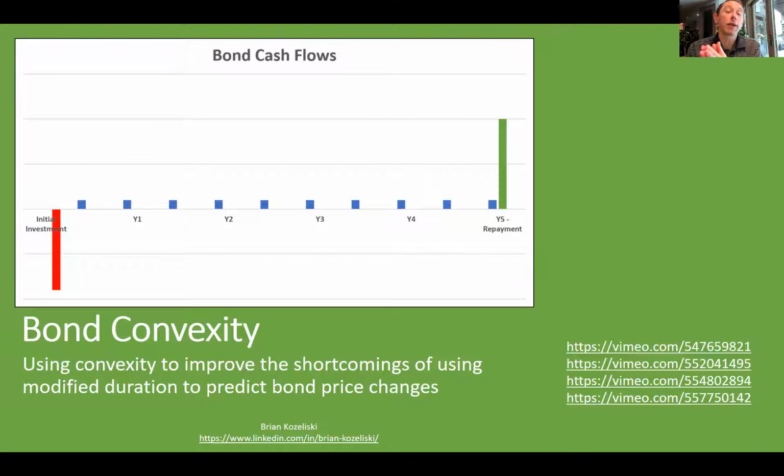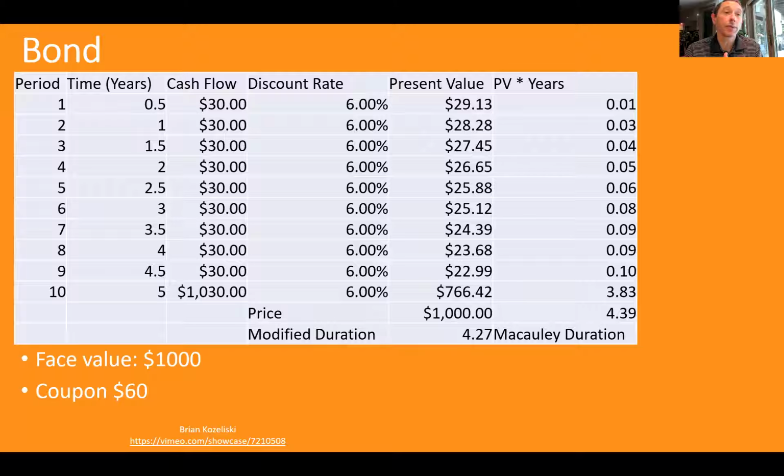Now, in one of those videos, I talked about using the concept of modified duration to predict the change in a bond price given a change in interest rates. We found that it wasn't particularly accurate, especially as the change in interest rates grew. Now, today I want to introduce the concept of convexity and show how we can use that to further improve our prediction of the bond change given a change in interest rates.